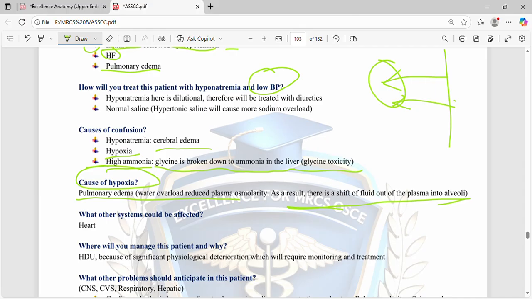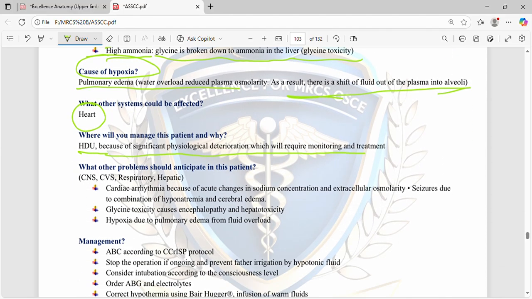What other systems could be affected? The heart can be affected. It can cause hyperdynamic heart failure. Where will you manage this patient and why? I will manage this patient in HDU because of significant physiological deterioration which will require monitoring and treatment. What other problems should we anticipate in this patient?